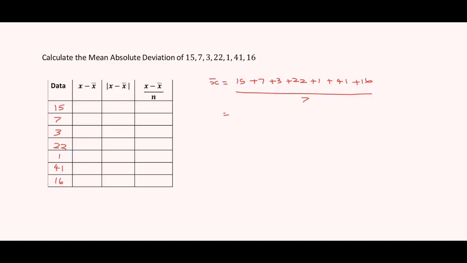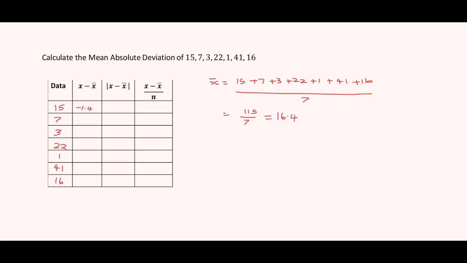15 plus 7 is 22, plus 3 is 25, plus 22 is 47, plus 1 is 48, plus 41 is 89, plus 16 is 105, and then we divide that by 7. This gives us approximately 16.4. So 15 minus 16.4 is negative 1.4.